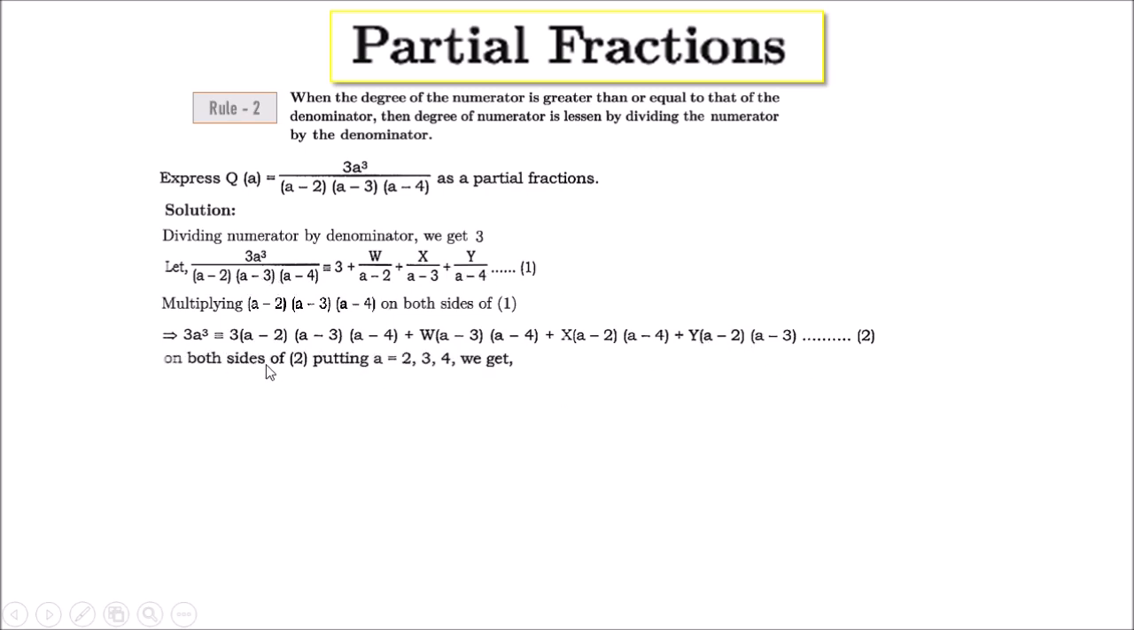Now the same way you have to put the value of a. Which alphabet is there? a, so you have to put the value of a equal to 2, 3, 4. Where do you get it? If you let a minus 2 equal to 0, you will get a equal to 2. If you let a minus 3 equal to 0, you will get a equal to 3. If you let a minus 4 equal to 0, then a equal to 4. So from that you will get 2, 3 and 4.